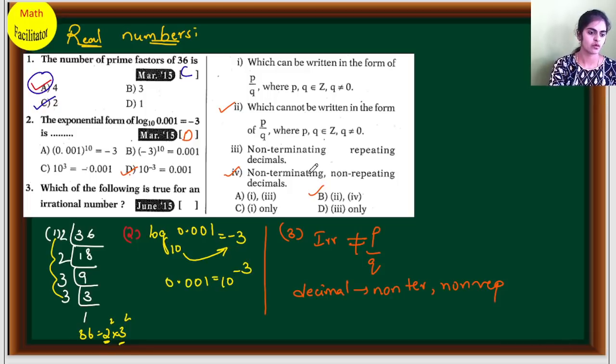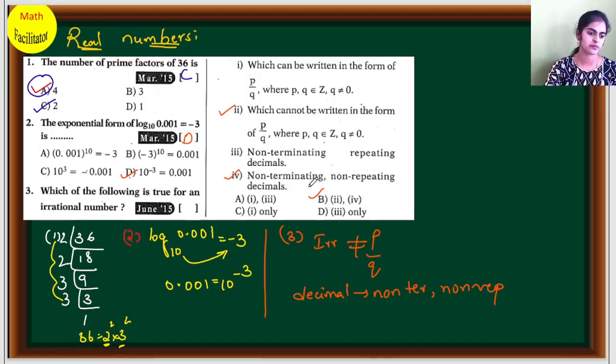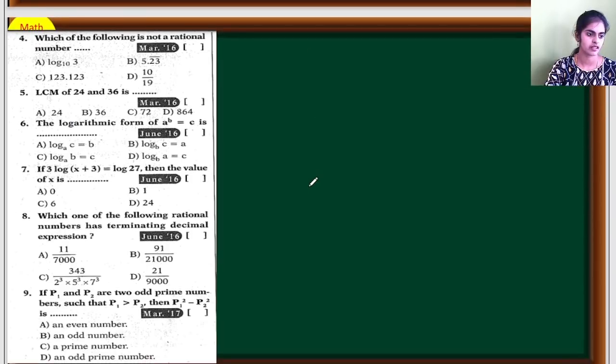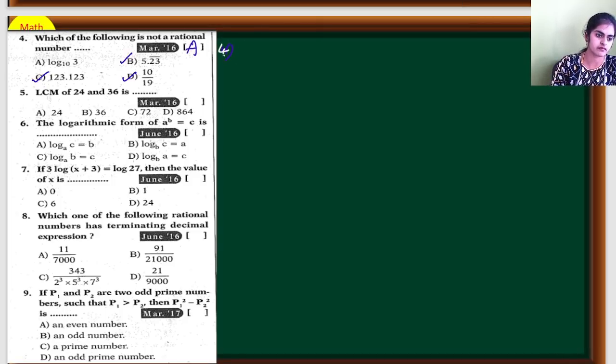Okay, so let's proceed to the next one. Which of the following is not a rational number? See, this is a rational number, option B, it is a terminating decimal. We have discussed that an irrational number is non-terminating, non-repeating. This is a non-terminating, repeating decimal. This is in the form of P by Q. This is a terminating decimal. So all these are rationals. The only irrational number is log 3 to the base 10, so this fourth one is an irrational number.